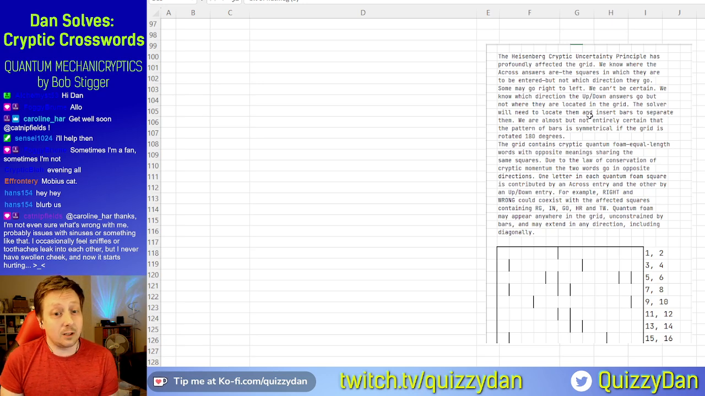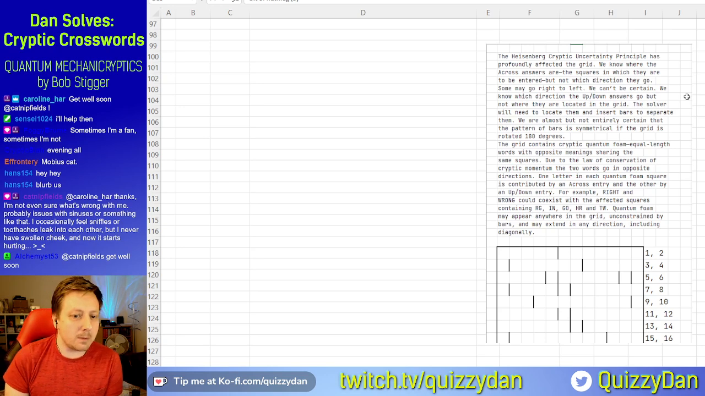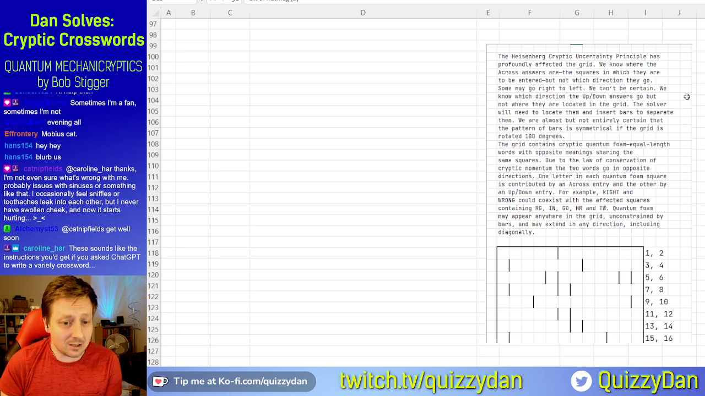The solver will need to locate them and insert bars to separate them. We are almost, but not entirely certain, that the pattern of bars is symmetrical if the grid is rotated 180 degrees. The grid contains krypton quantum foam, equal length words with opposite meanings sharing the same squares. Due to the law of conservation of cryptic momentum, the two words will go in opposite directions.